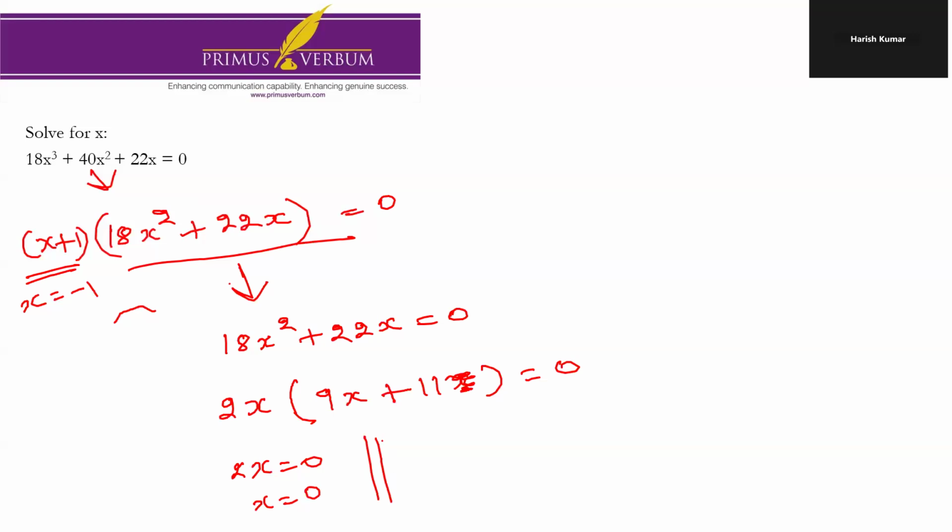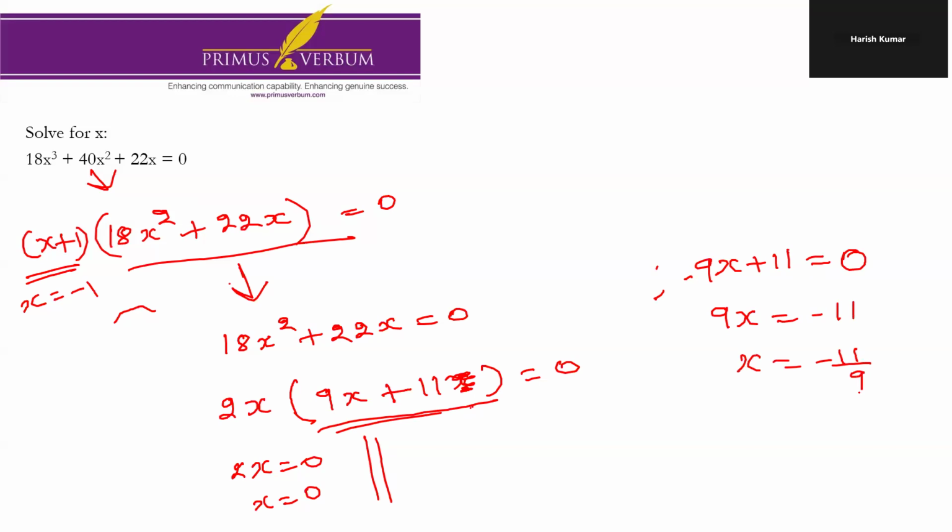So let's ignore it. So now let's take this one. 9x plus 11 is equal to 0. This means 9x is equal to minus 11. Hold on a second. 9x is equal to minus 11. X is equal to minus 11 by 9. So this is the third factor.